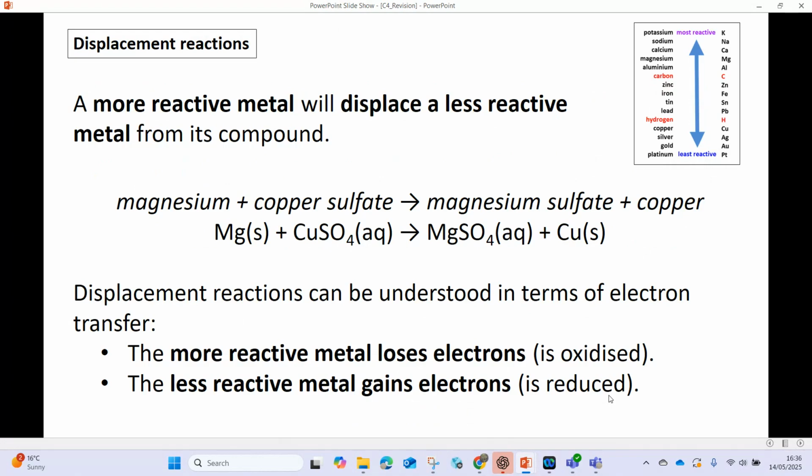So you can see the symbol equation underneath there as well. So that's a displacement reaction. And really that's happening because of the transfer of electrons. So the more reactive metal is losing electrons. So in that case, that would be magnesium is losing electrons. And the magnesium, when it loses electrons, becomes oxidized. The less reactive metal gains electrons. So we say that one is reduced.